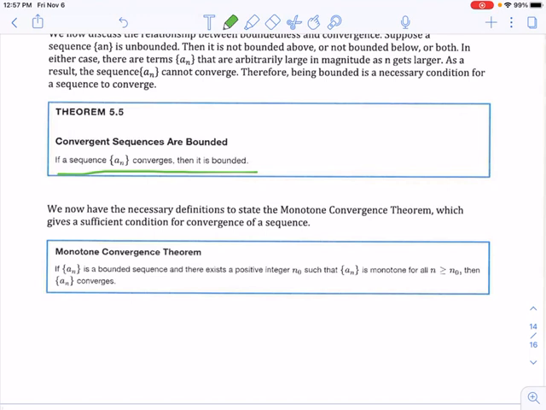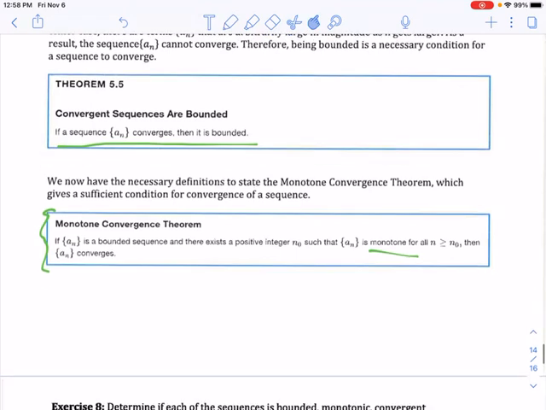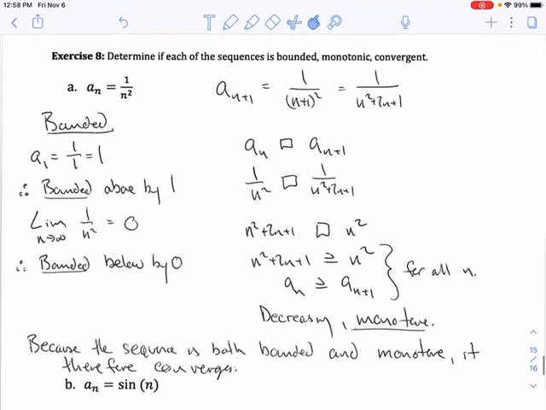And then the monotone convergence theorem simply says, if a sequence is bounded and it is monotone, then it converges. So that's combining what we just did with the monotone sequences with the bounded sequence. It has to be bounded and it has to be monotone, and then we can say it's definitely going to converge. So, first example.